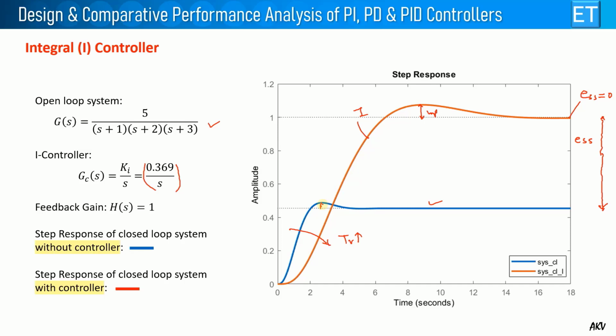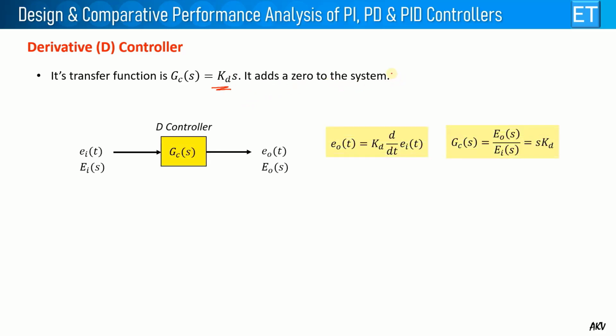Now let's see the D controller. That is a derivative controller, and the transfer function of the controller is simply KD s. Obviously, because of this s, it adds a zero to the system, so it modifies the system transfer function. And this is the time domain equation of your D controller. You can see that the output of the controller is simply the derivative of the input error multiplied with the gain factor KD.